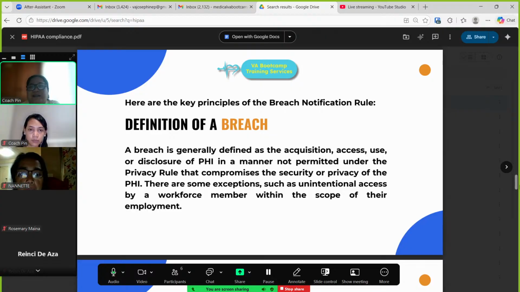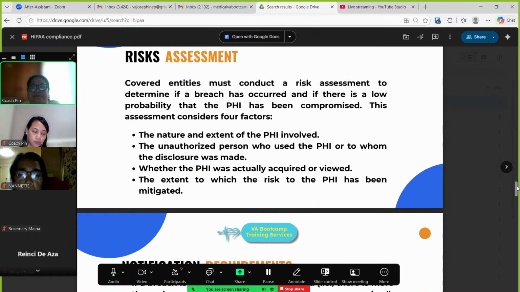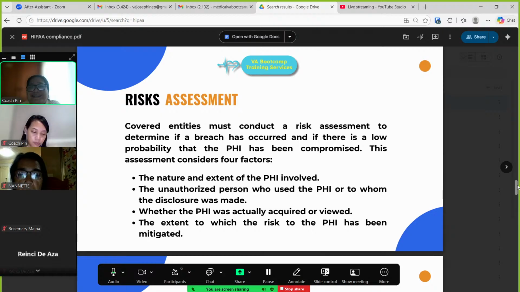So what is the definition of a breach? So a breach is generally defined as the acquisition, access, use, or disclosure of PHI in a manner not permitted under the privacy rule that compromises the security or privacy of the PHI. There are some exceptions, such as unintentional access by a workforce member within the scope of their employment. All right. So, what are the risk assessments?